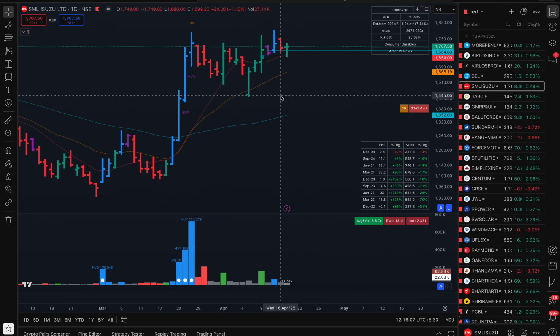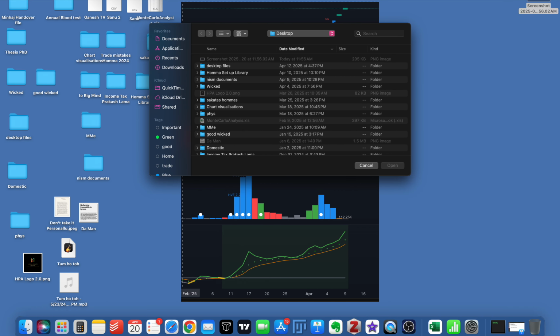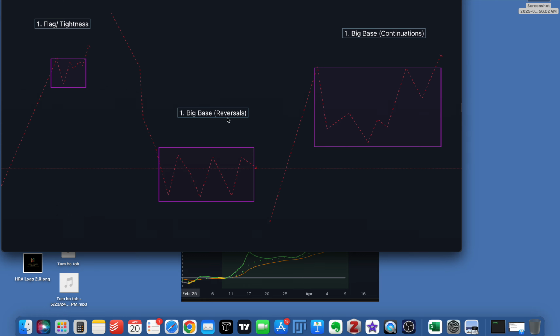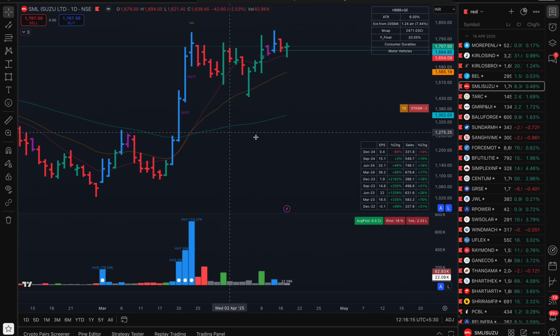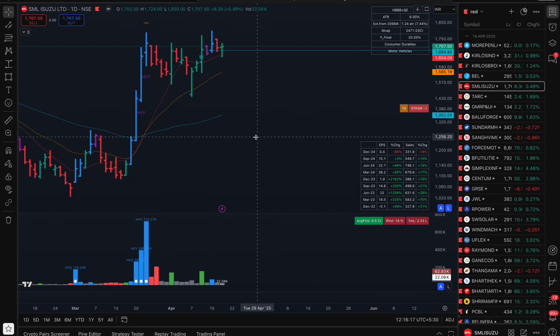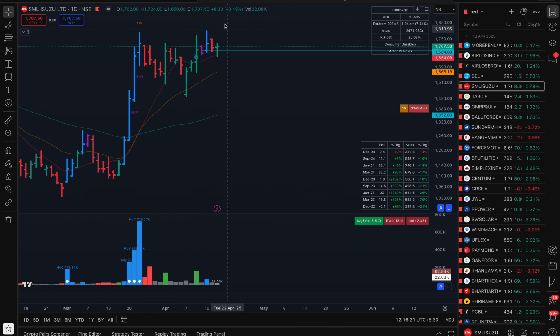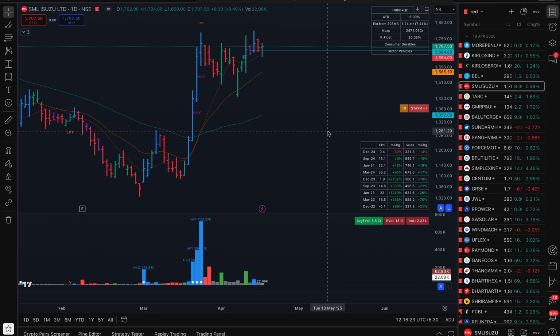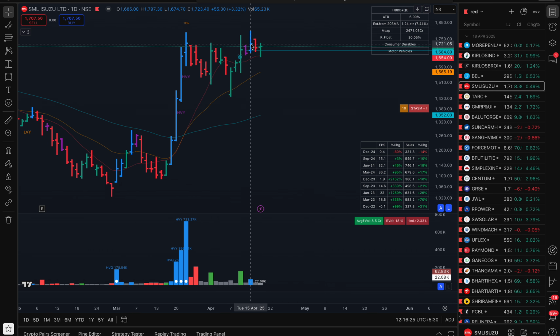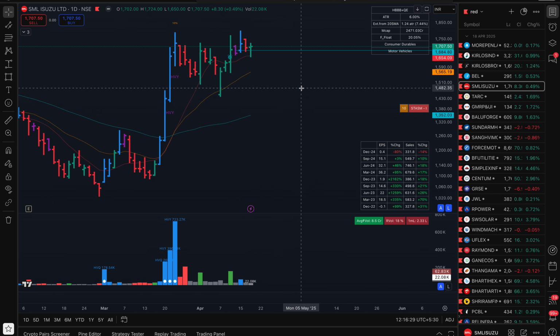So if you remember this, forget about whatever the setup looks like on a longer time frame. On a very small time frame, it is a peak flag. After that there is tightness now, 3-4 days of tight action. I was slightly early on this day because I thought, okay, this is a good place to get in.